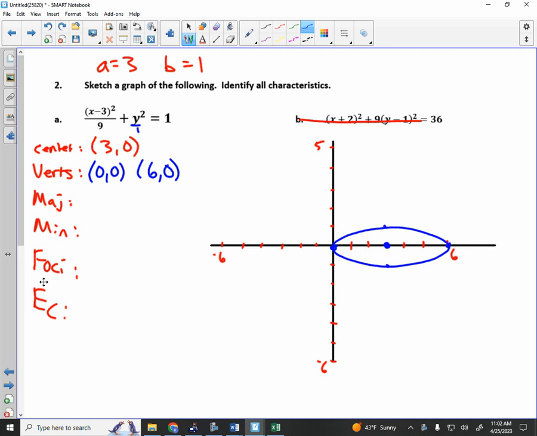The major axis is the distance across. What's that distance across? It is 6. The minor axis is going to be this distance, which is 2. Look at how quickly we produced all that information.